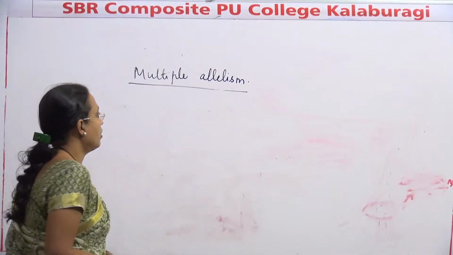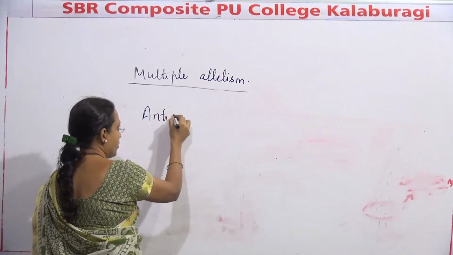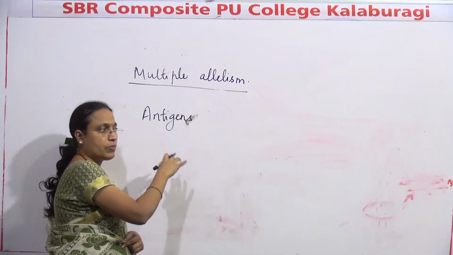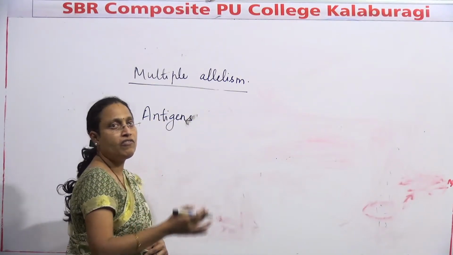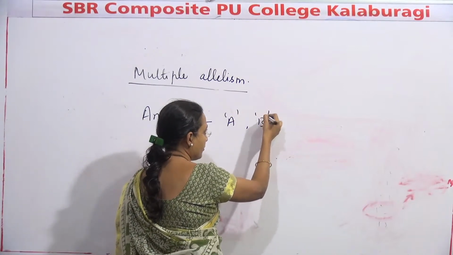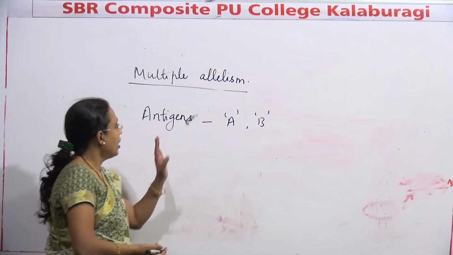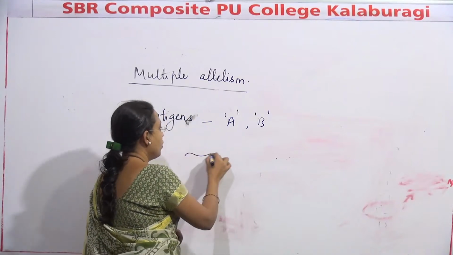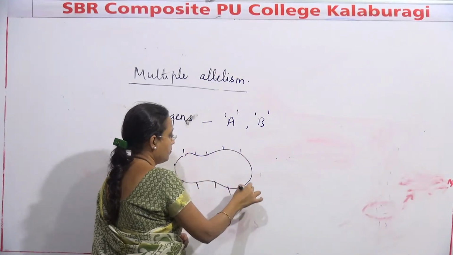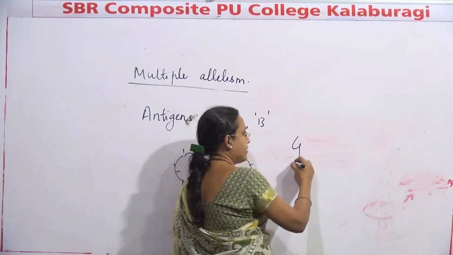This human blood group is determined on the presence of antigens on the surface of RBCs. These antigens are supposed to be located on the cell membrane of RBC. Now antigens can be A type and B type antigen, and they will be expressed by IA and IB. Now these antigens will be located on the surface of RBCs. These antigens are glycoproteins.